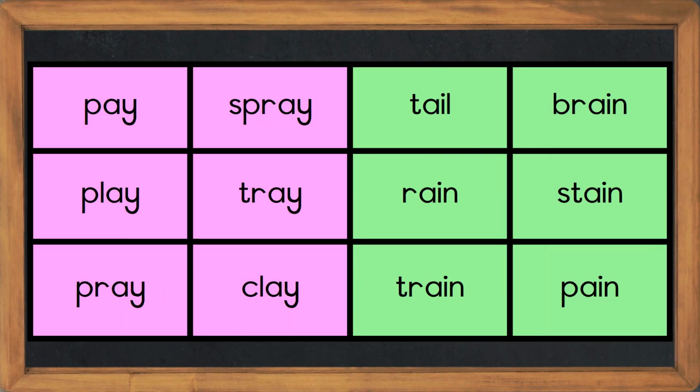A, Y words. Pay, play, pray, spray, tray, clay. A, I words. Tail, rain, train, brain, stain, pain.